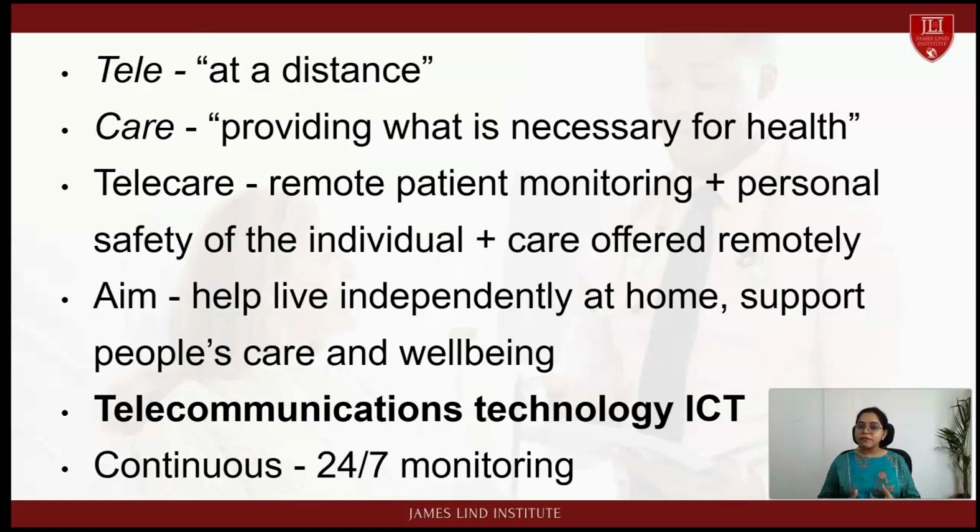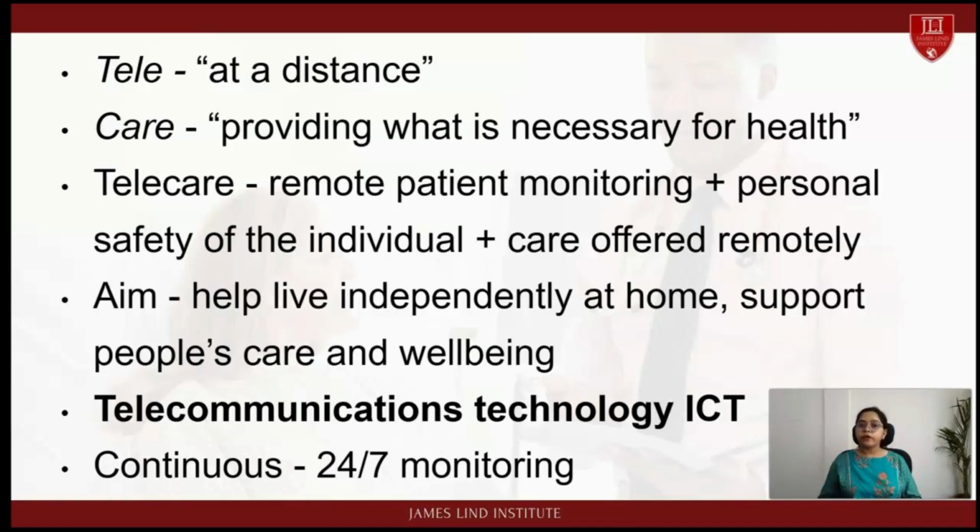It is personal safety of the patient, of some individual. Also providing some care remotely to the patient. So this is telecare. Basically, without having physical contact with the hospital, with the doctor, maybe with the nurse, the services are provided to the patient without physical contact. So that is at a distance. The services are provided remotely.